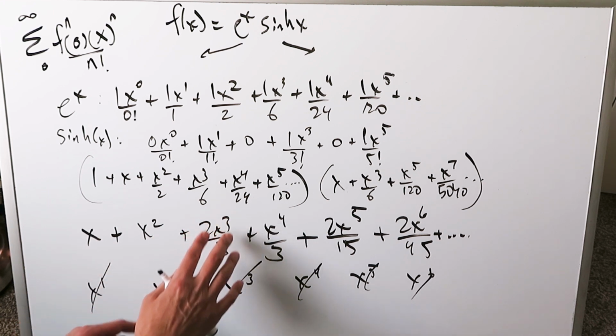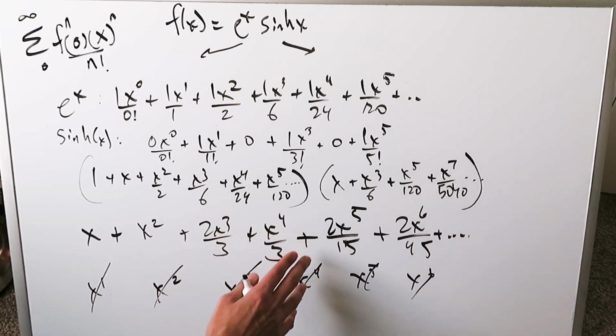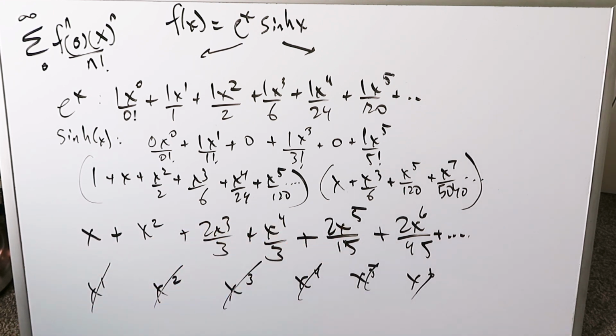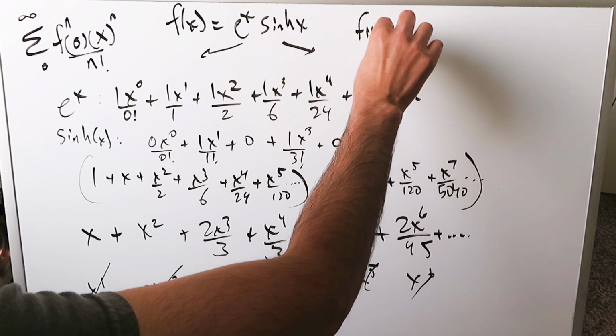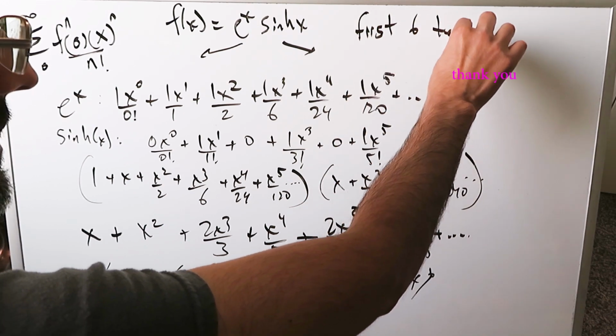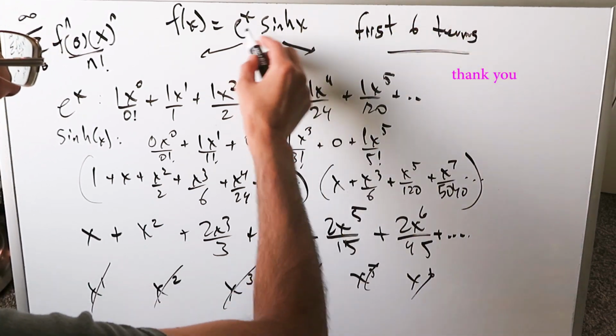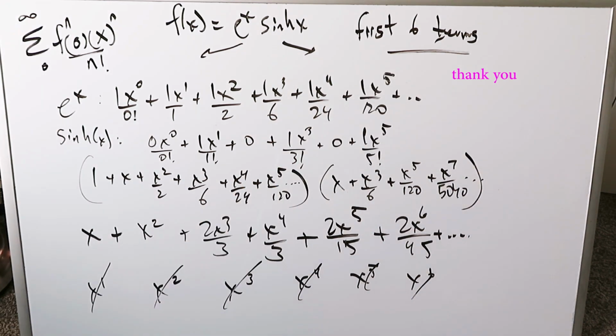X plus x squared plus 2x cubed over 3 plus x to the 4 over 3 plus 2x to the 5 over 15 plus 2x to the 6 over 45. These are the first 6 terms of this series, if you were to expand it using Maclaurin series. That's what I'm showing you right over here. Thank you.